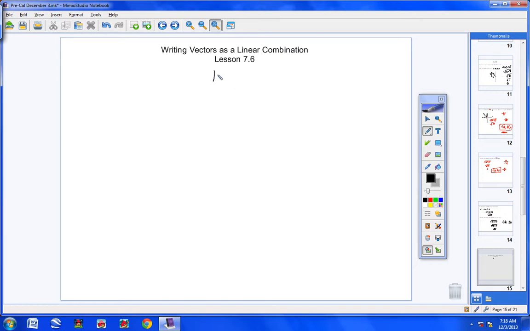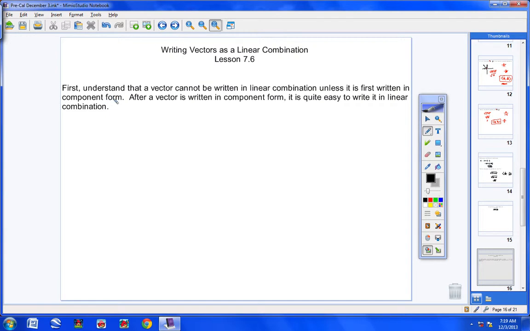Please write this in your notes. Writing vectors as a linear combination, lesson 7.6. First, understand that a vector, are you listening? Watch this, cannot be written in linear combination unless it is first written in component form. You must first write the vector in component form. After a vector is written in component form, it is very easy to write it in linear combination.